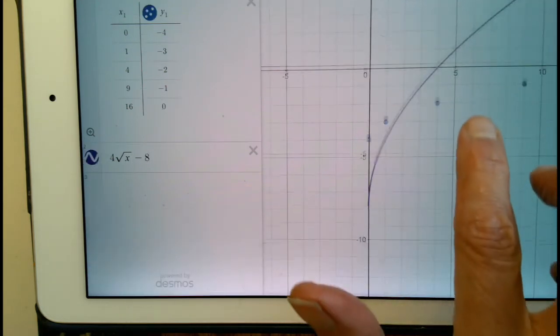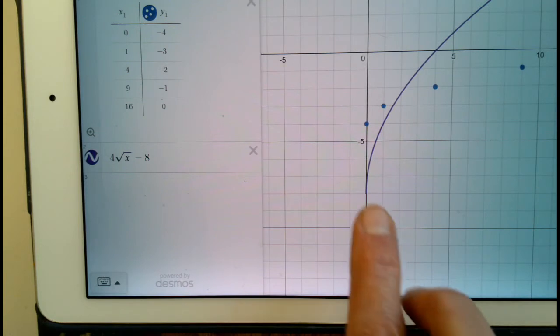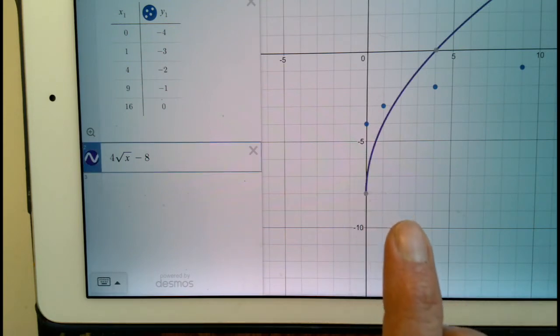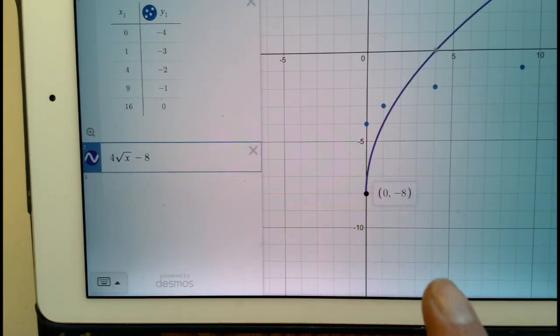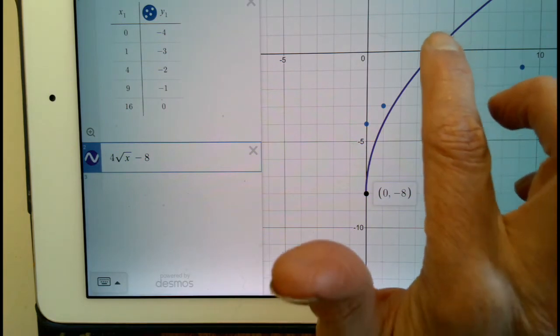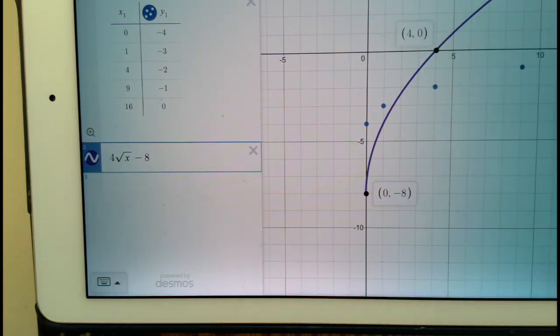And what I see on this one is that our y-intercept here looks like it's 0, -8. Our x-intercept was at 4, 0. So again, in terms of our answers here, we're looking at x-intercepts and y-intercepts.